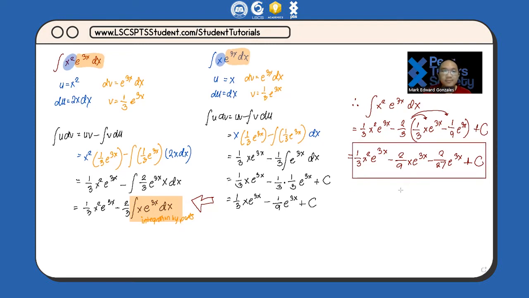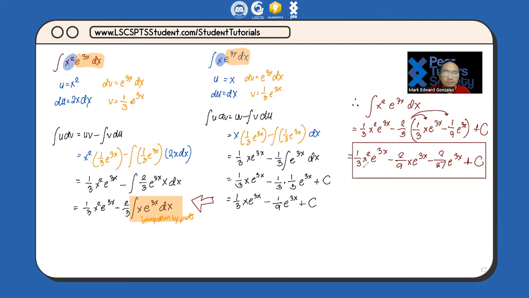Again, just to recap, we did integration by parts twice. So this is the first instance of integration by parts. But to solve this integral, we have to perform integration by parts again. After we have solved for this integral, we plug it in here, giving us this side.